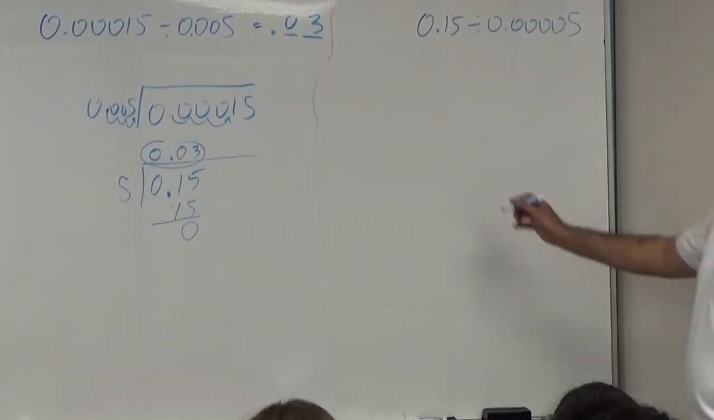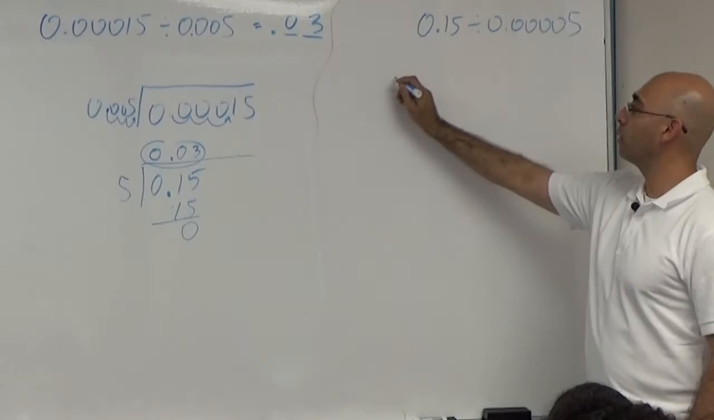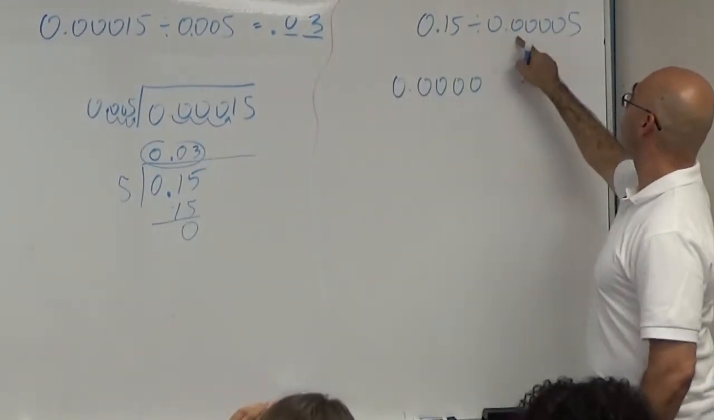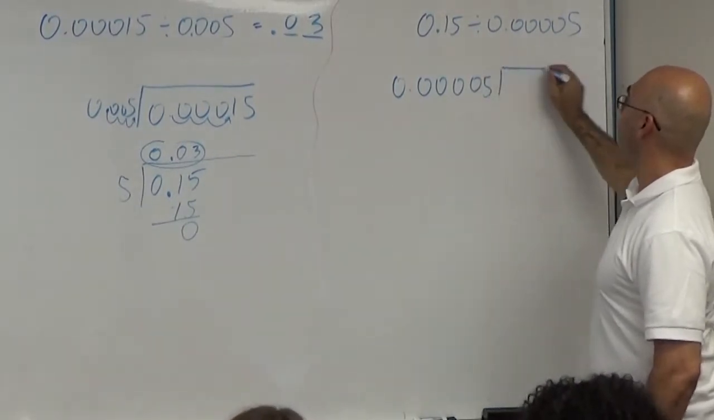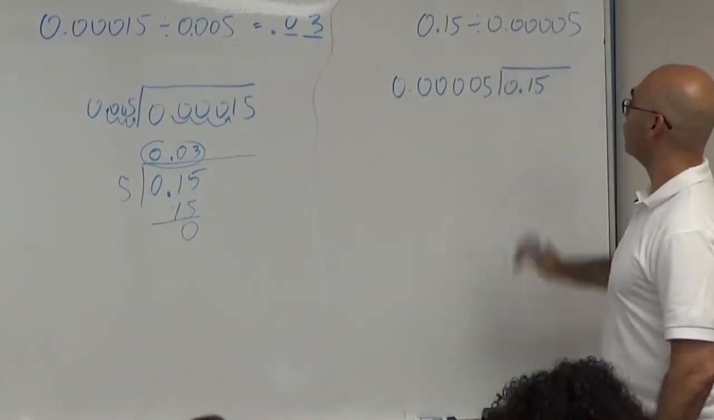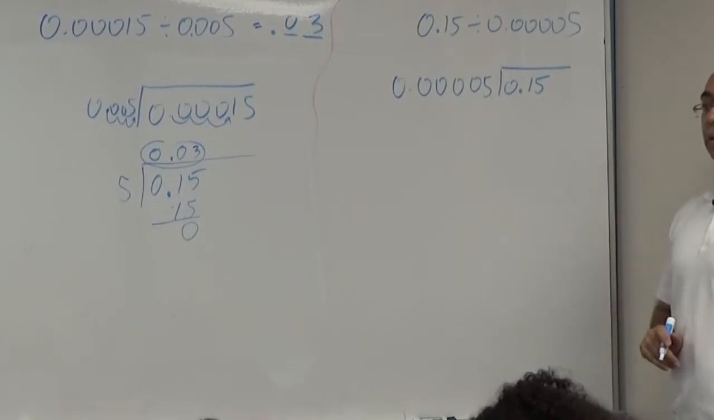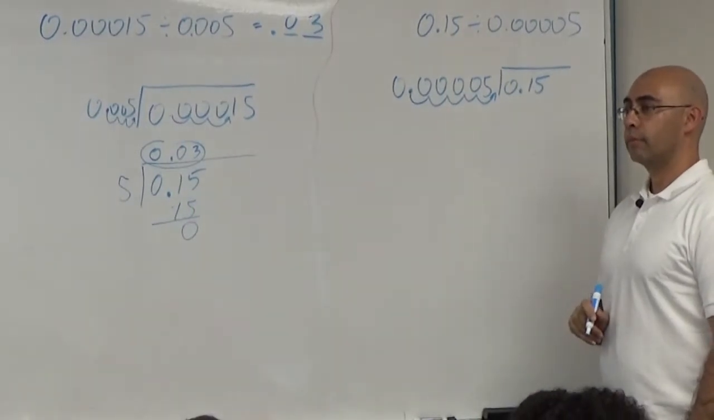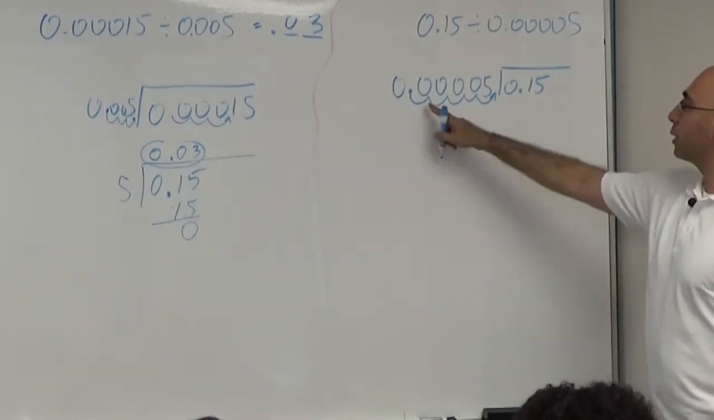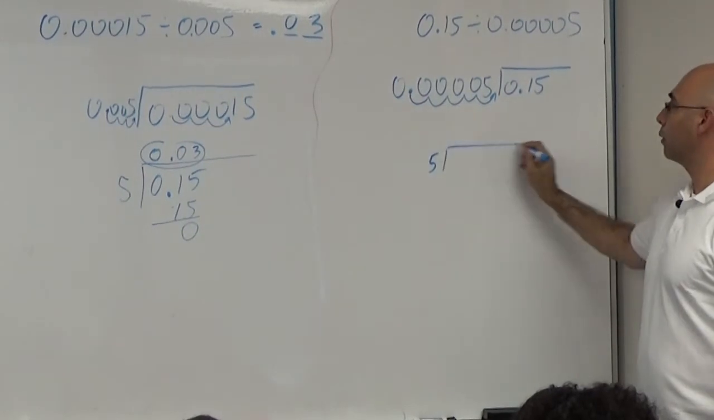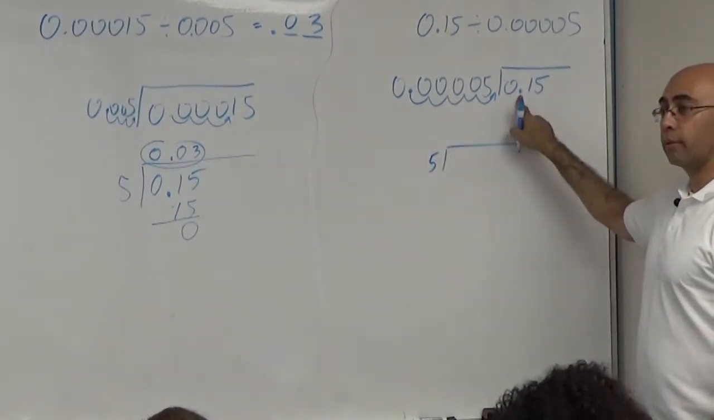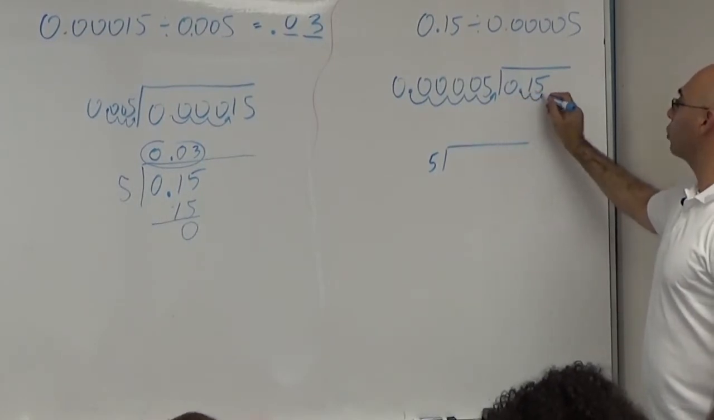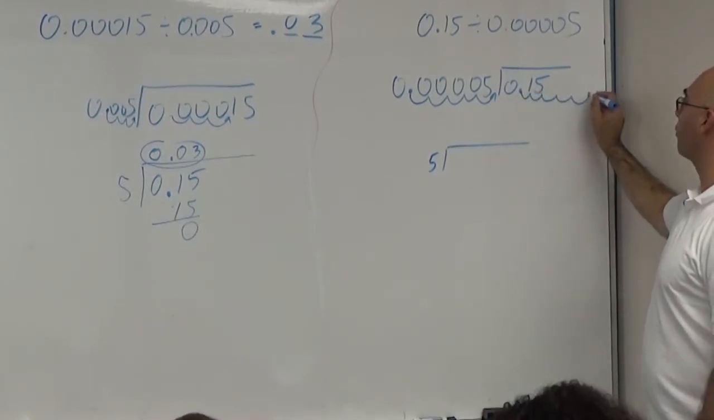Well, let's just divide this out, because I always get confused. 1, 2, 3, 4. So what do I do here? You move the decimal point all the way to the end. How many times did I move that decimal point? 5. So what do I do with this decimal point? Move it how many times? 5. 1, 2, 3, 4, 5.